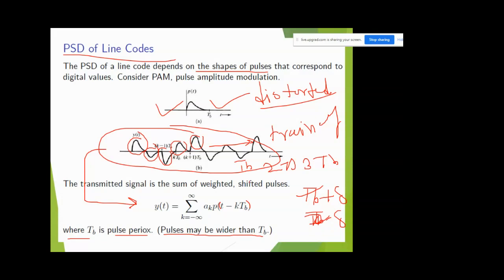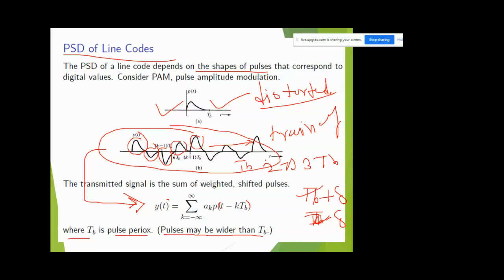So if you want to calculate the overall weighted value for this particular signal, this is the mathematical equation of this signal. y of t is equal to the summation from minus infinity to plus infinity, for the shape of this particular signal y of t. So it is k TB, k plus 1 TB, 2 TB, 3 TB, like that. Overall, we will get the value.